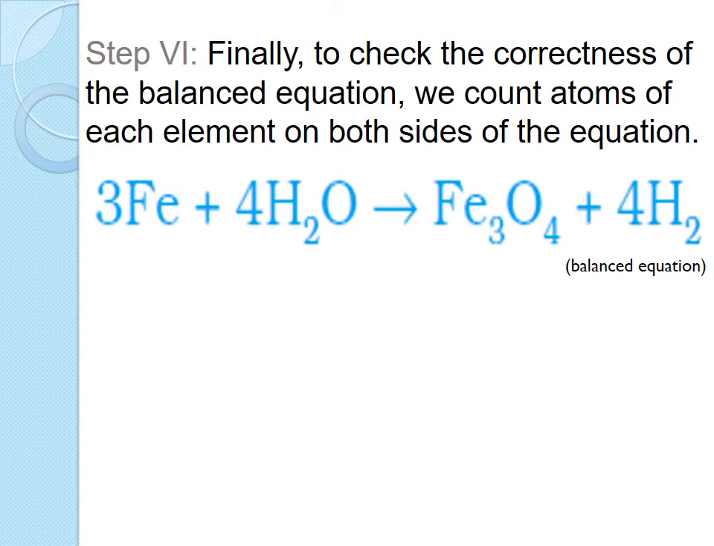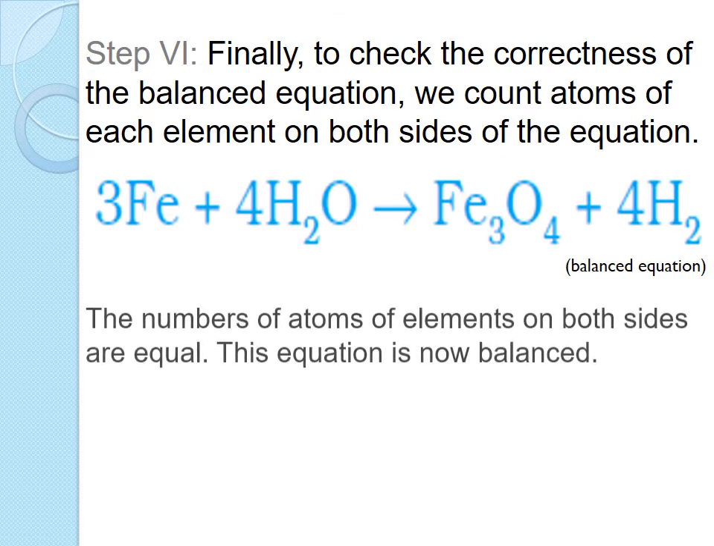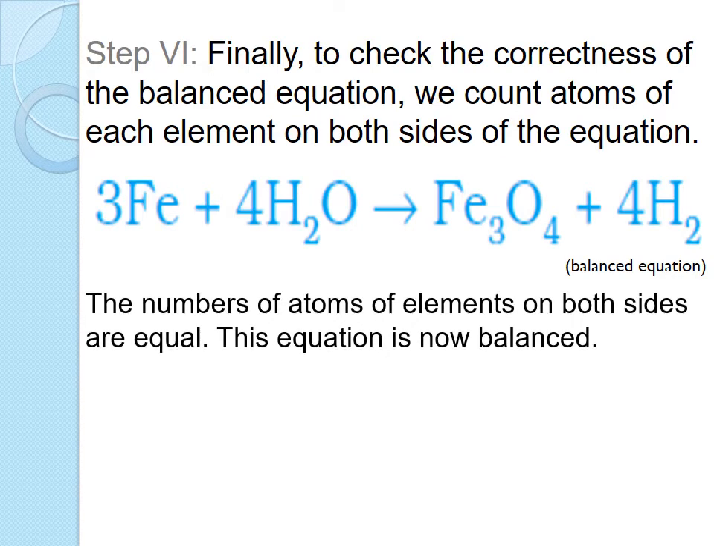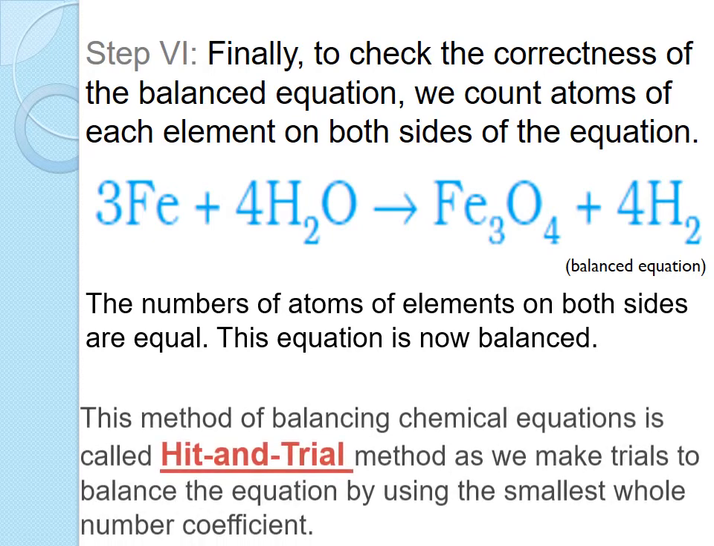Finally, to check the correctness of the balanced equation, we count atoms of each element on both sides of this equation. We can verify number of iron: left hand side 3, right hand side 3; number of hydrogen: left hand side 8, right hand side 8. Similarly, number of oxygen atoms: left hand side 4 and right hand side also 4. This is a perfectly balanced chemical equation.